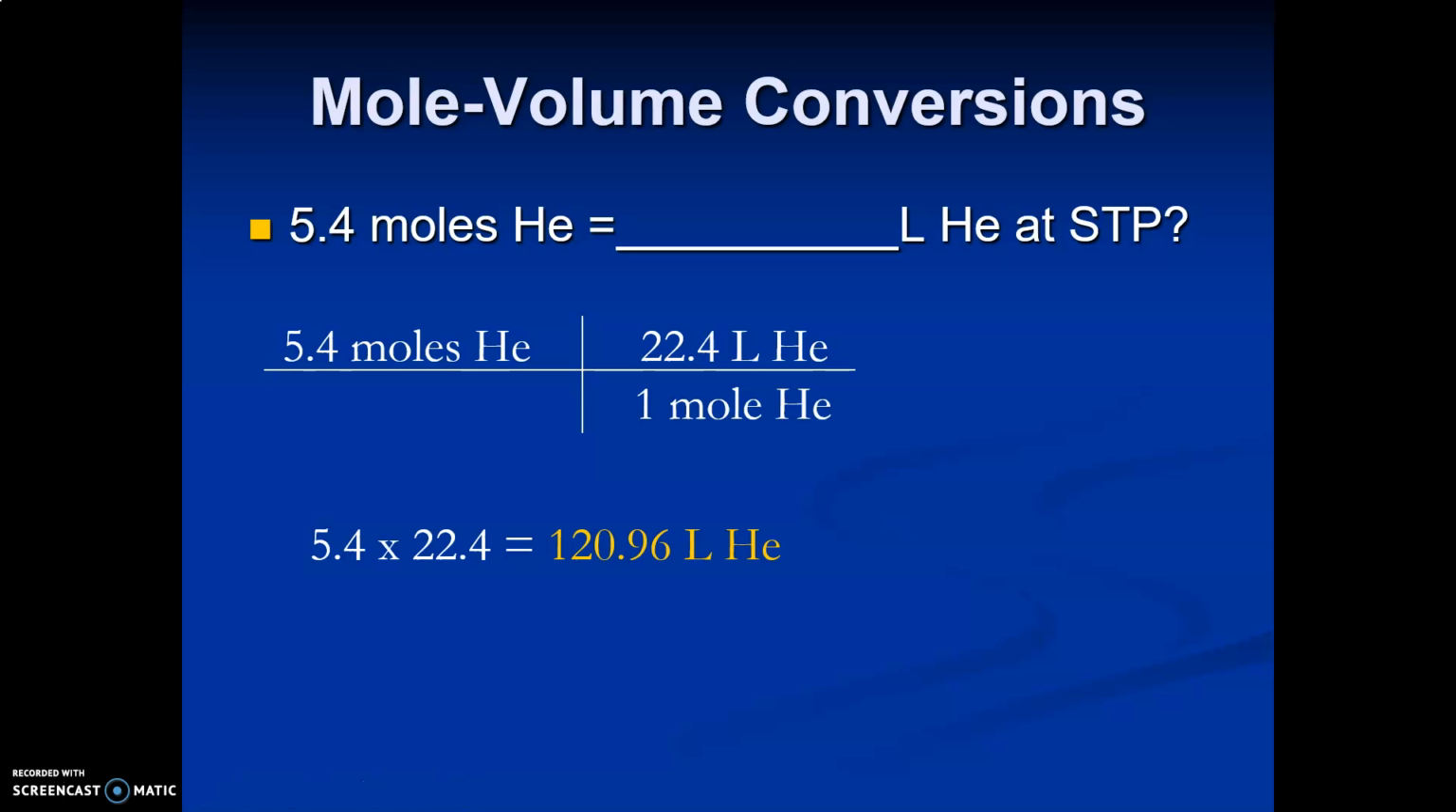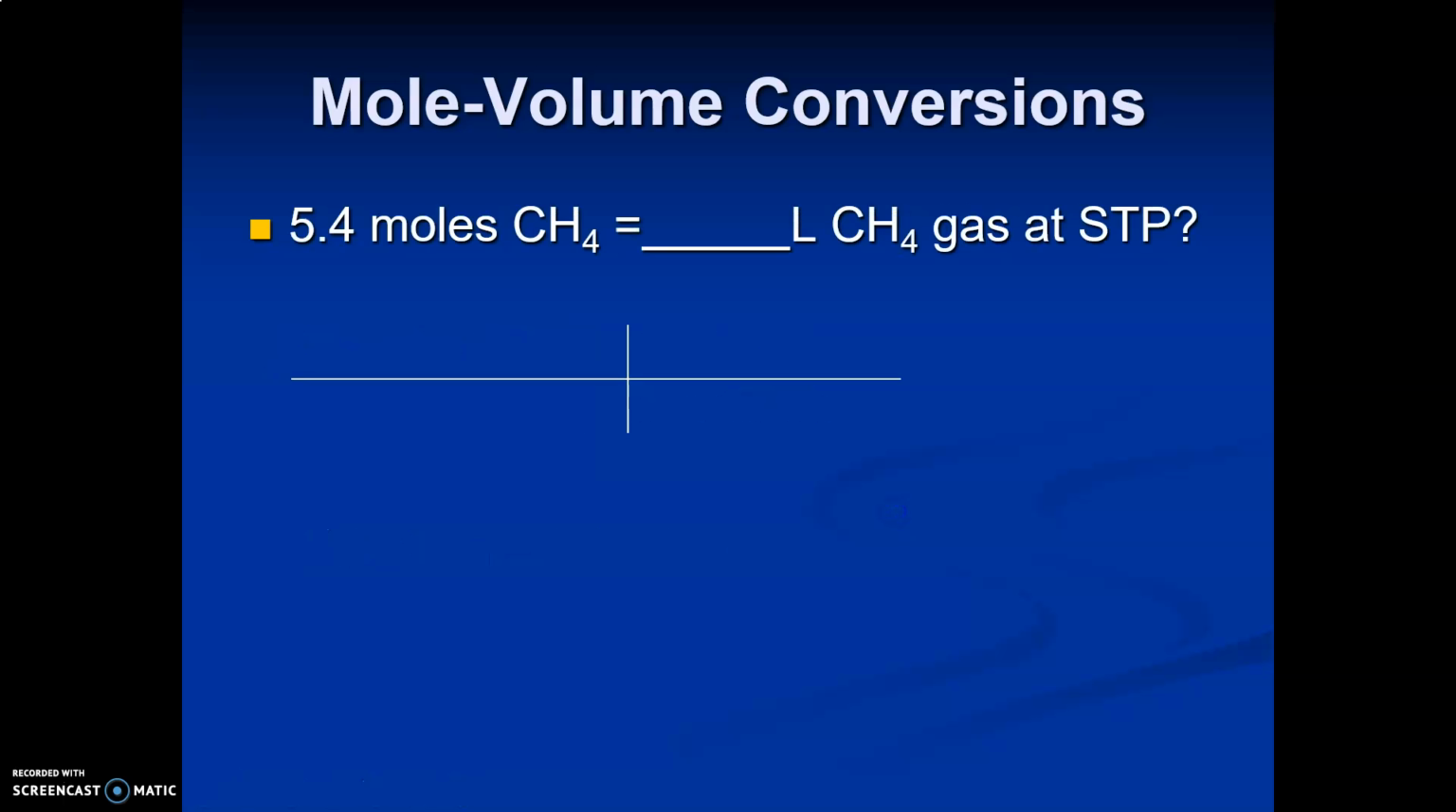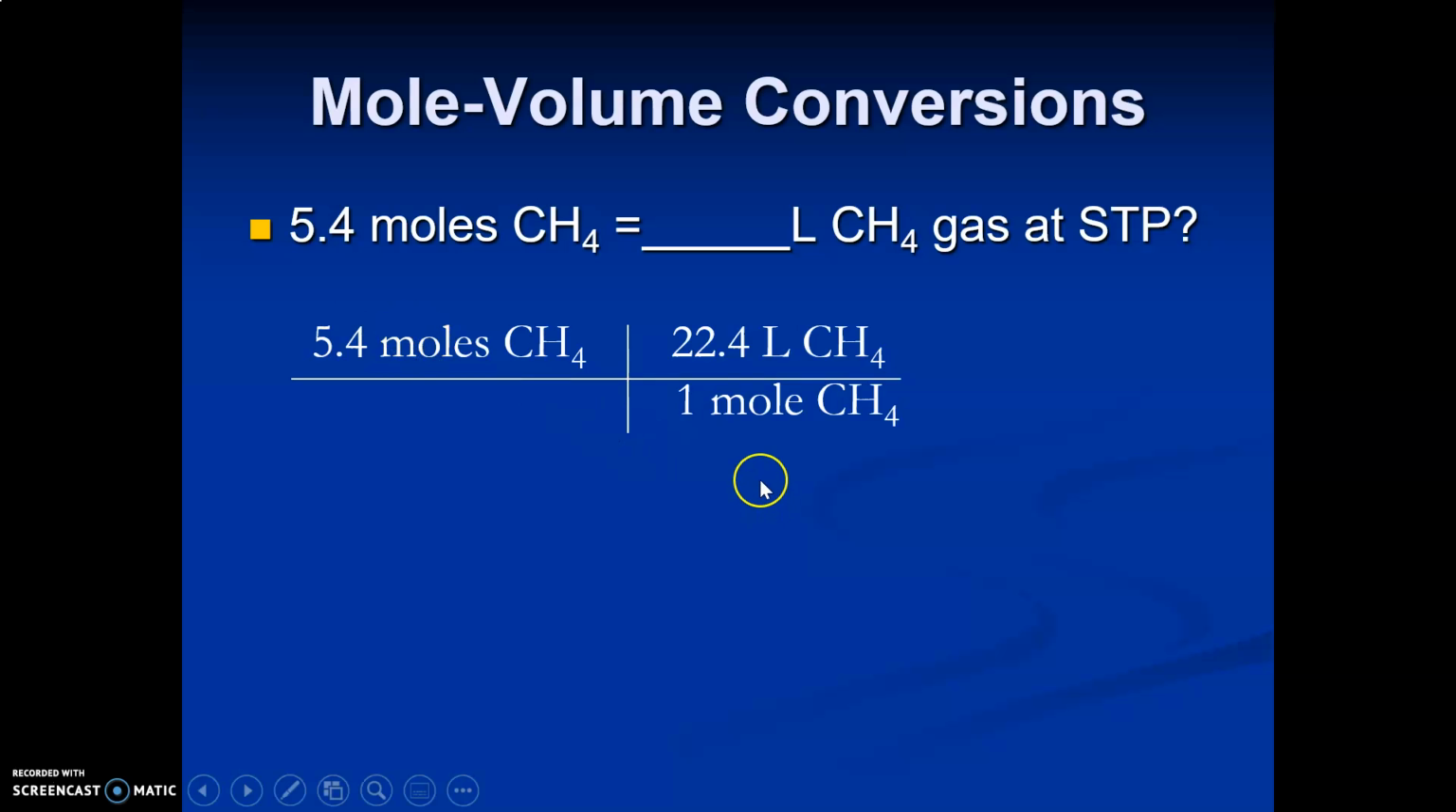This time we're going to go backwards. Actually, it's moles to liters again. So we're going to do 5.4 moles of CH4, turn it into liters. So let's set it up, starting with what we're given. Bring moles down diagonal. Liters goes on top because that's what we're looking for. Plug it in, and guess what we get?